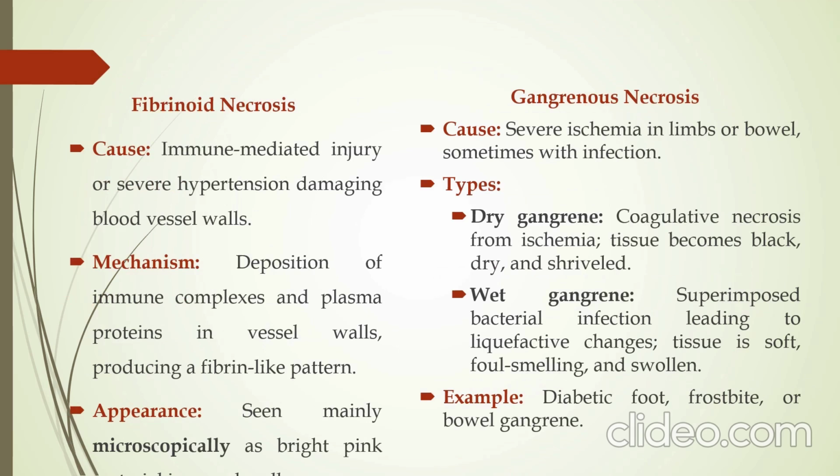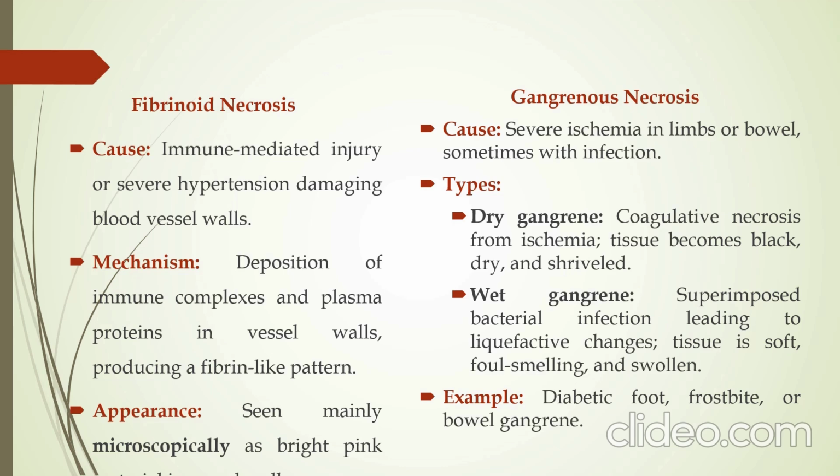Fibrinoid necrosis is seen primarily in blood vessels, caused by immune complex deposition or severe hypertension damaging the vessel wall. It is characterized by a bright pink fibrin-like material within vessel walls on microscopic examination. Gross changes are minimal or absent, so diagnosis relies on histology. Examples: polyarteritis nodosa, malignant hypertension.